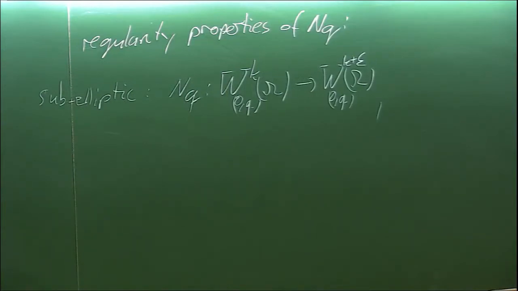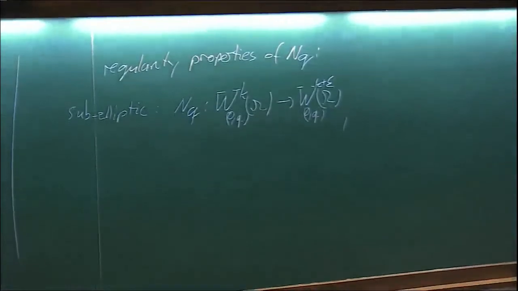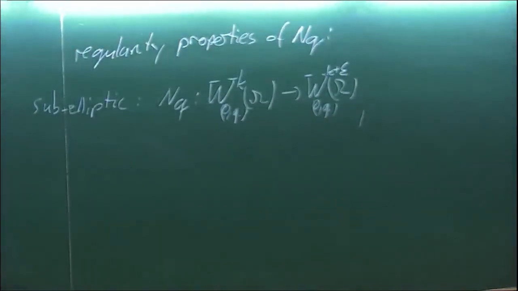So why is this called subelliptic? Well, N_Q inverts an operator, a second order operator, right? So naively, one might guess, well, if you can invert it, like you were able to do, you should gain 2 derivatives, right? That would be the elliptic situation. Well, that's not the case here.